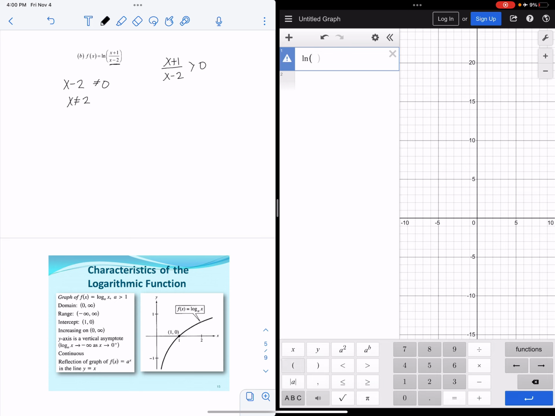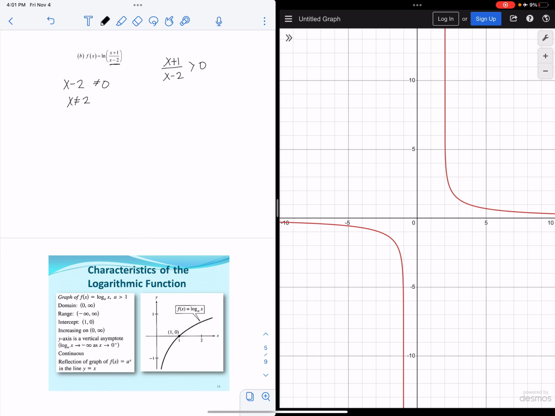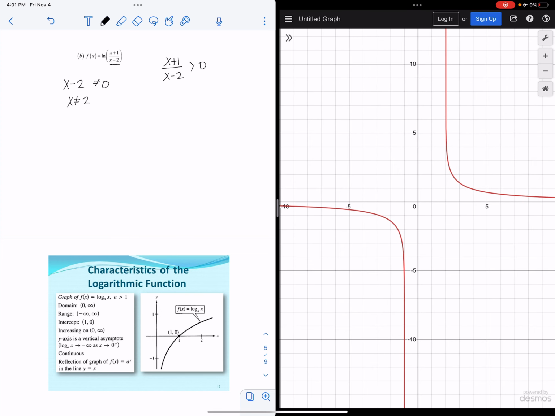And inside of our natural log on the top, we'll put parentheses around the top, we have x plus 1. All right, it's already getting excited, it's trying to graph it. That's not all, we have more. Divided by, and I'm going to put parentheses on the bottom too, just to be safe, x minus 2. And close that. All right, now we can see what exactly is happening here. This is what happens when we have the natural log of (x plus 1) over (x minus 2).